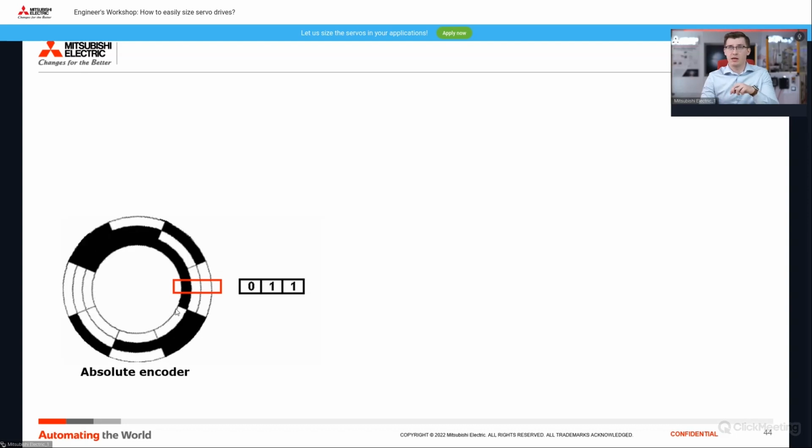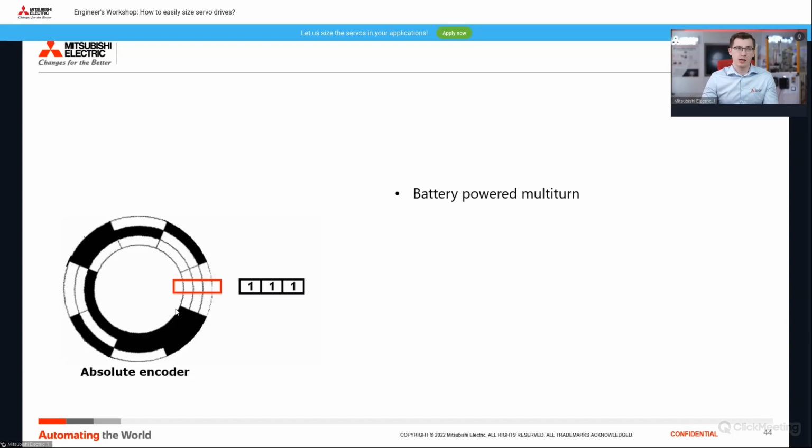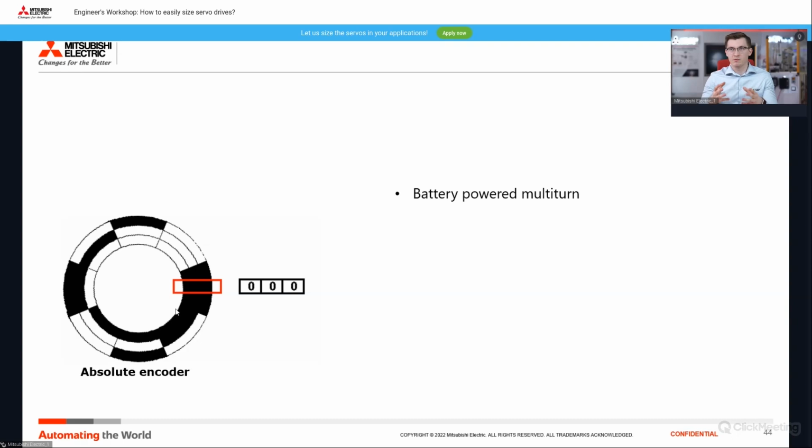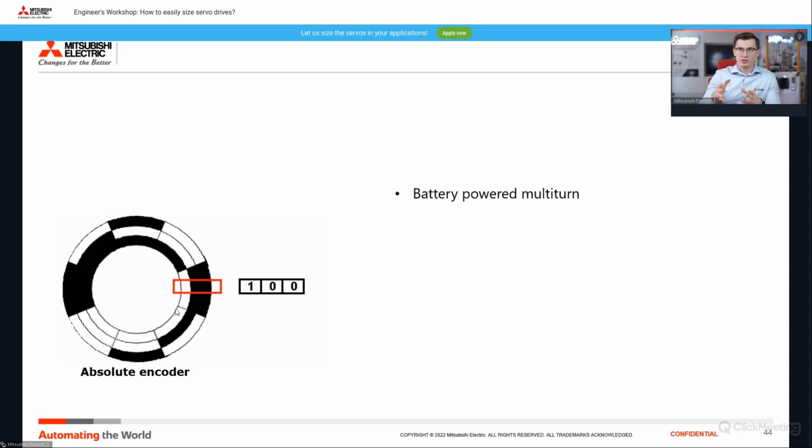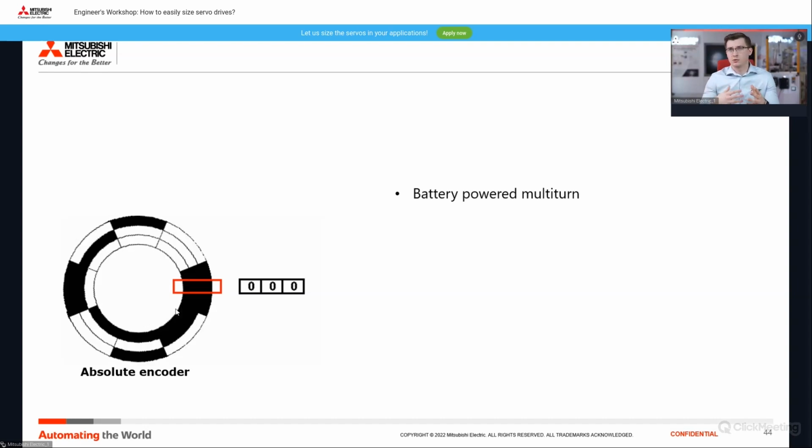And because of that, we have the multi-turn encoders. But for multi-turn, you will have to use something else. In the market, you can find battery-powered multi-turn encoders. What does it mean? It means that for the multi-turn position, the position after power off that you can read, you need the battery. So the encoder needs to be powered in some way. In this case, you just use a battery to power it.